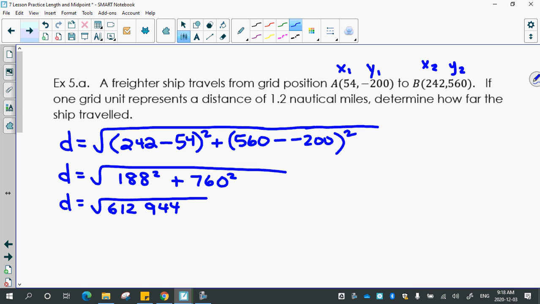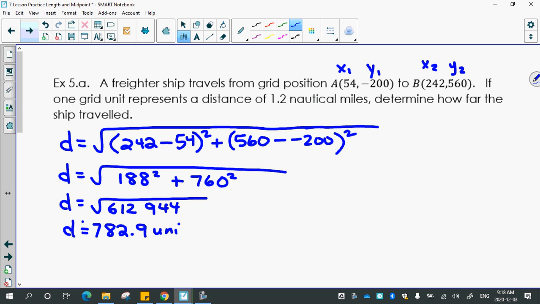612,944. And then you got to square root that. Some people's calculators, you can do just like shift square root or shift square root of answer. Okay, so you don't have to retype that number in again. And you get 782.9 approximately.